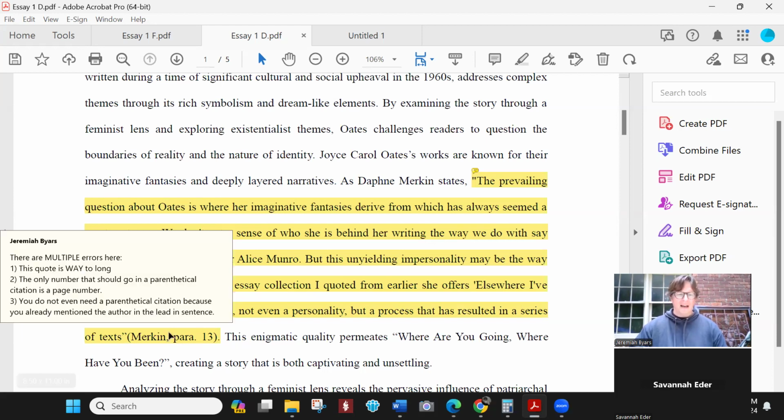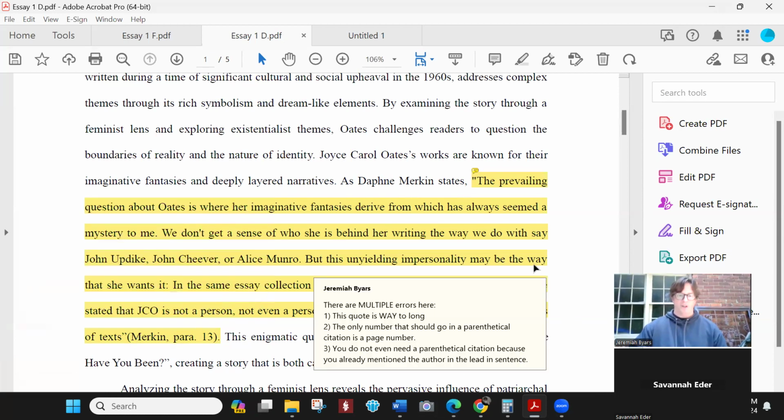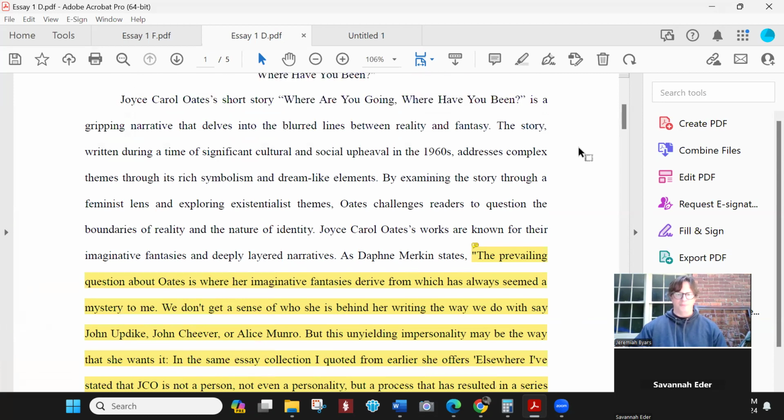So that's wrong. And then you don't even need a parenthetical citation because look, the speaker's name was stated in the paragraph. I've gone over this in my lectures. It was on the quizzes. If you state the speaker's name in the sentence, then you don't include it in a parenthetical citation. So there shouldn't even be a parenthetical citation here at all.